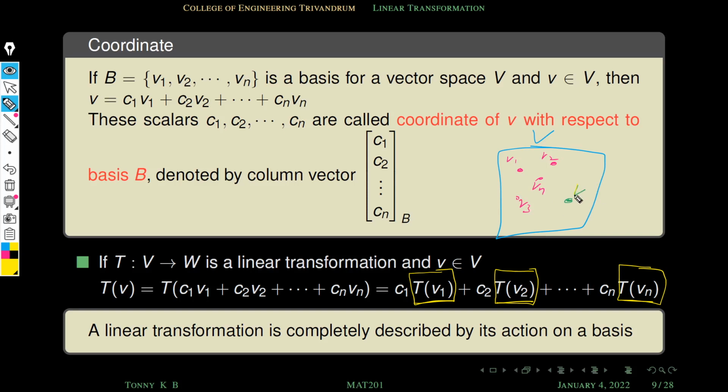How? You take the general element v, then first of all we have to write this v in terms of basis elements. That is possible. In a vector space it is always possible, and this is unique. Then using this expression and the property of linearity, we can write T of v as c1 times T of v1 plus c2 times T of v2 etc plus cn times T of vn. So that's why a linear transformation is completely determined by its action on a basis.